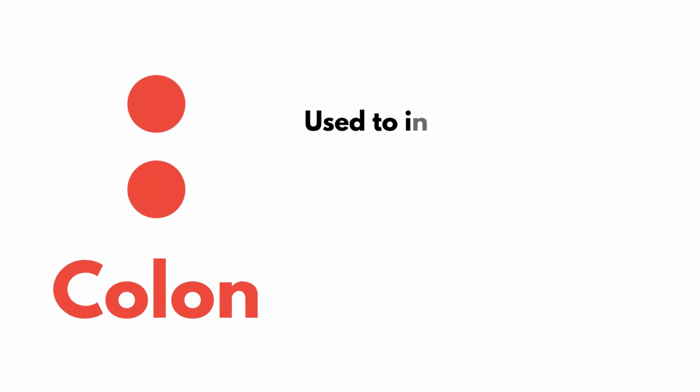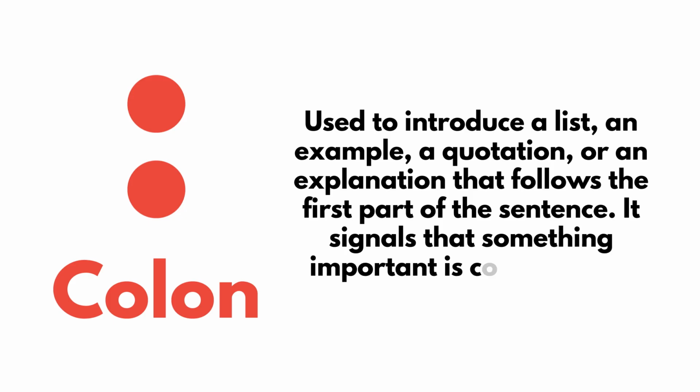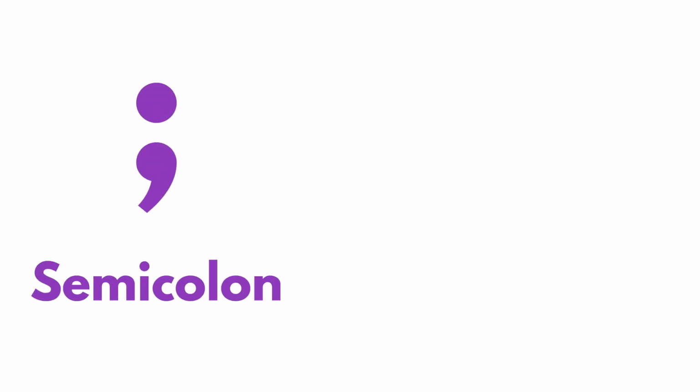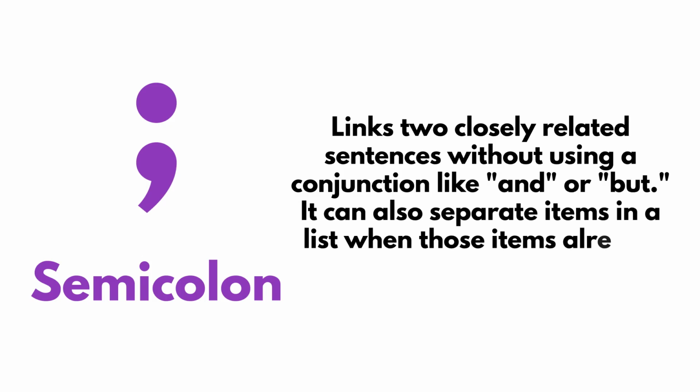Colon. Used to introduce a list, an example, a quotation, or an explanation that follows the first part of the sentence. It signals that something important is coming next. Semicolon. Links two closely related sentences without using a conjunction like and or but. It can also separate items in a list when those items already contain commas.